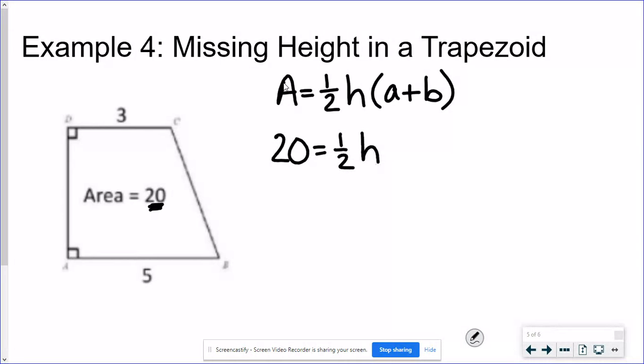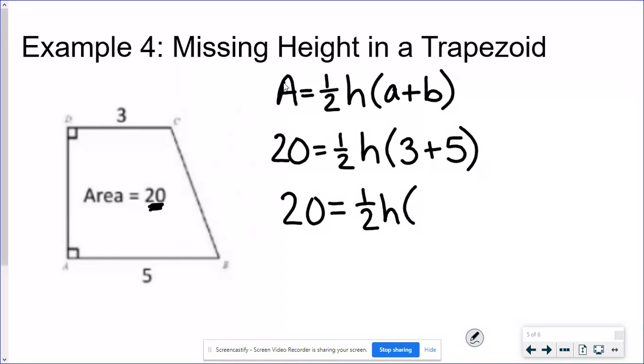1/2, I don't know the height, but the A and the B are the 3 and the 5. Now, inside the parentheses, that's going to be 8, right? So if I would kind of clean this up, you wouldn't necessarily have to write down this step, but you certainly can. I could multiply that 1/2 times 8, right? Half of 8 is 4. So I'm going to have that 20 equals 4h.